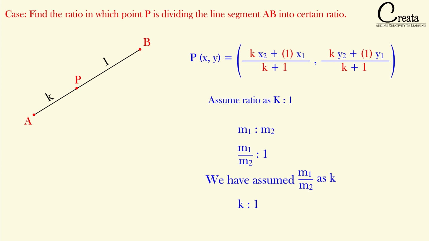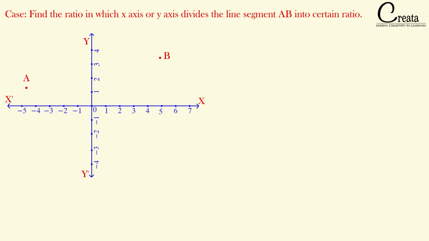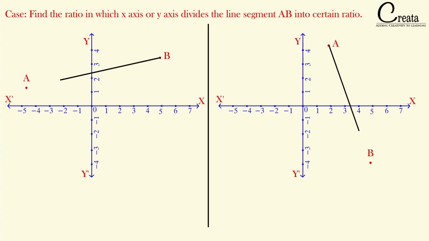The next type of question that is asked is, suppose we are having a line segment AB joining the points A and B and it is crossing the x-axis or the y-axis. We have to find in what ratio the x-axis is dividing the line segment AB, or the y-axis is dividing the line segment AB, if it is crossing the x-axis or the y-axis respectively. So what philosophy will we use? Firstly, we will assume the ratio as k is to 1 that we have just discussed, and we will assume the point on the x-axis as (x, 0).